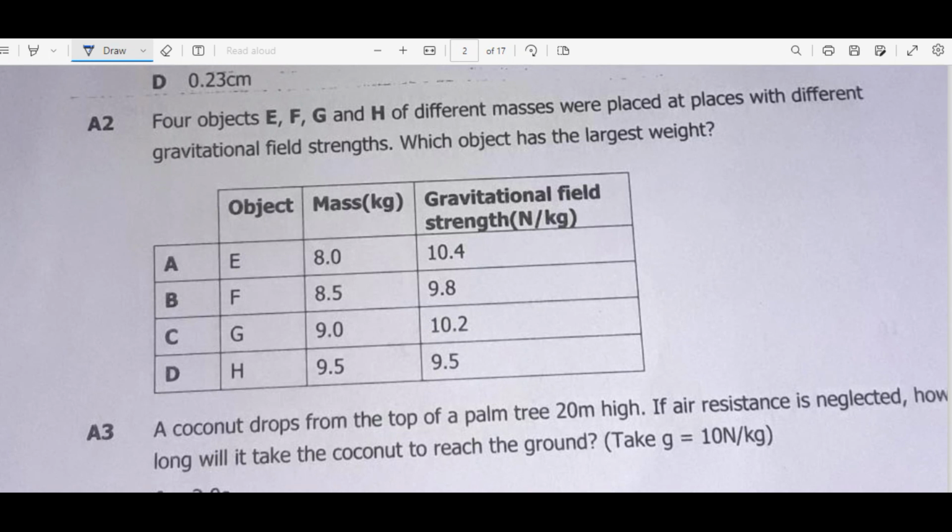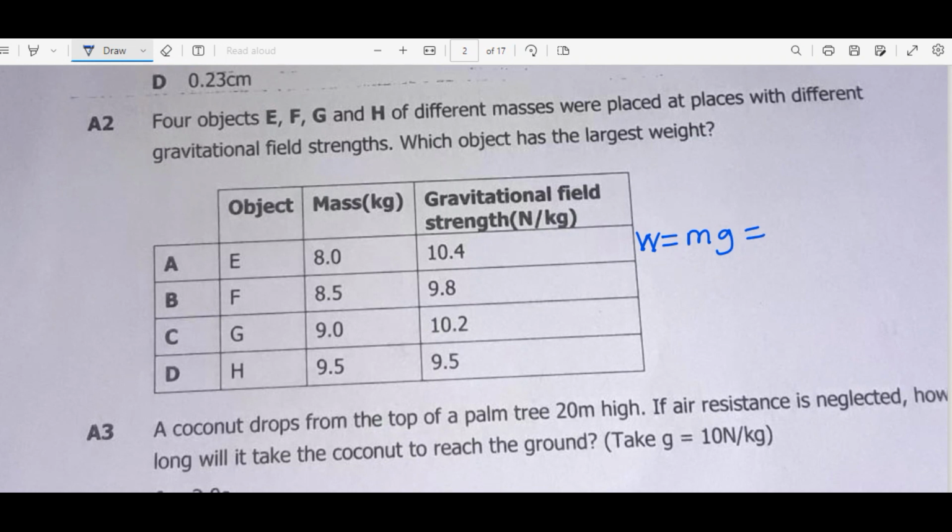We move on to question 2. 4 objects E, F, G, and H of different masses were placed at different places with different gravitational field strength. Which object has the largest weight? How can we find or determine? So we can't just rush to the answers looking at the numbers. We are going to find weight for each individual object. We begin with this one. We know that weight is equal to mass times gravity.